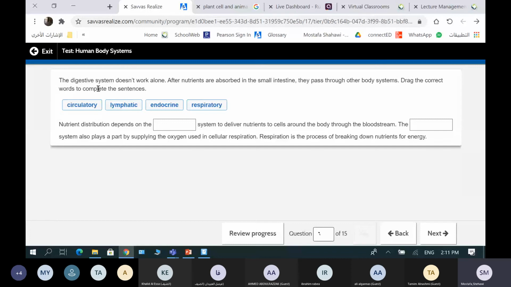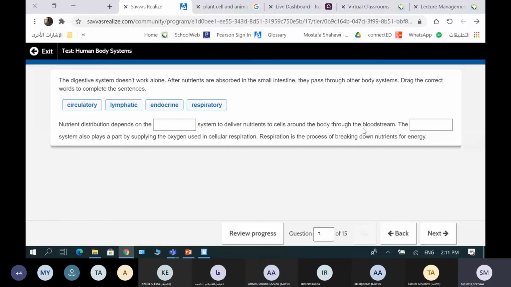Ahmed Abdelrazak, you didn't answer the previous question. Read this question and answer it. The digestive system does not work alone. After nutrients are absorbed in the small intestine, they pass through other body systems. Drag the correct words to complete the sentence. Nutrient distribution depends on the respiratory system to deliver nutrients to cells around the body in the blood.